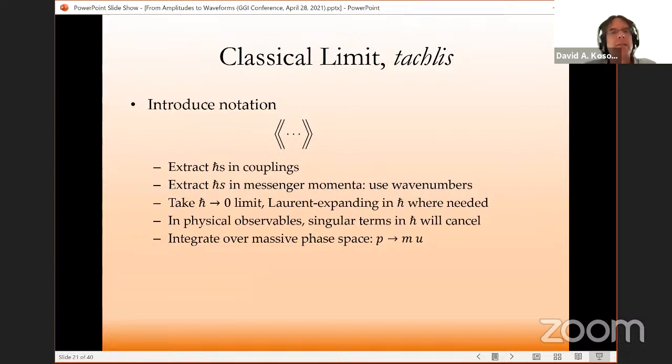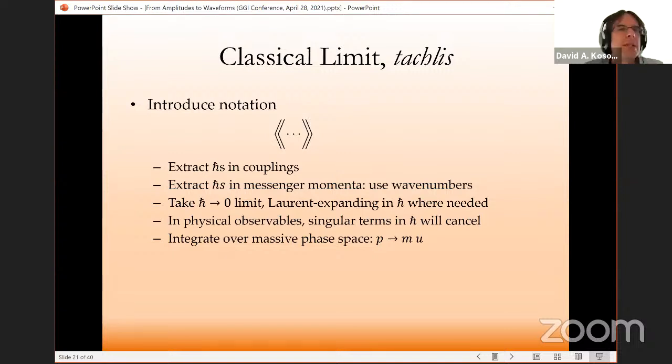One of the aspects of imposing that set of inequalities is precisely that for massless momenta, you should be using wave numbers and integrating over wave numbers. And that produces a set of h bars which compensate the singular h bars. Now, there can still be individual contributions which are singular in h bar. So you may indeed need to Laurent expand in h bar, and this can lead to the appearance of derivatives of delta functions in various places, but that is correct. And in a physical observable, these singular terms will ultimately cancel.